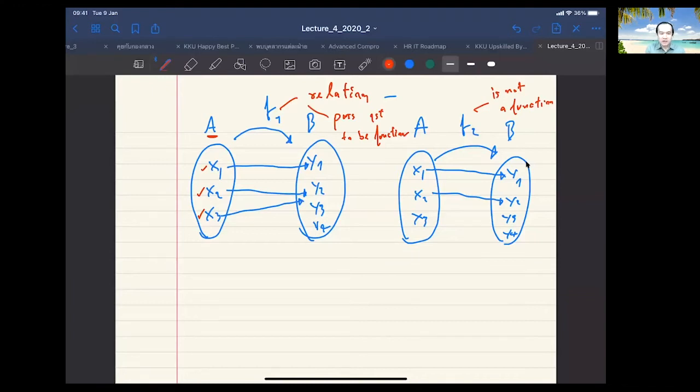So basically saying that every member in A has to be used or has to have a link or has to be related to some element in set B. So F1 passed that. However, F2 is not, because as you can see, X1 has a link to Y1, similar to F1. X2 has a link to Y2, similar to F1. However, X3 doesn't have a link, okay? So F2 is definitely not a function because it failed the first function property rule, okay? So you have to check this one. So F2 is not, okay?